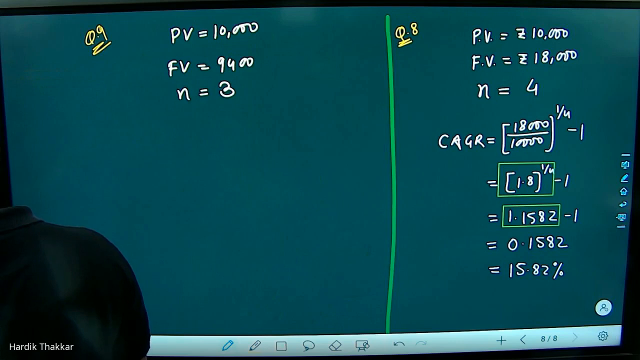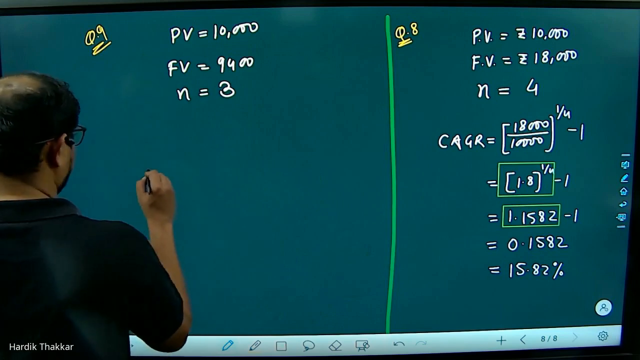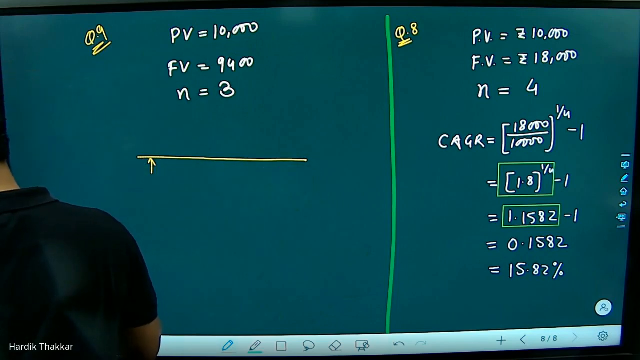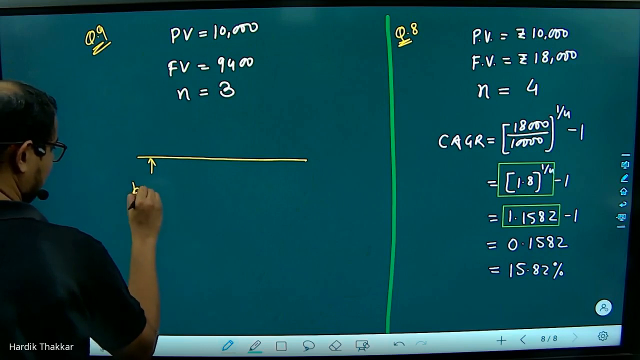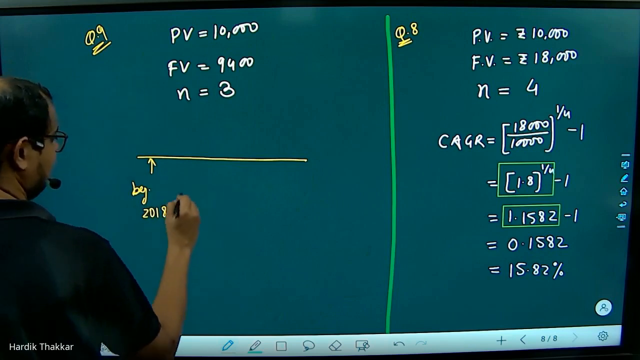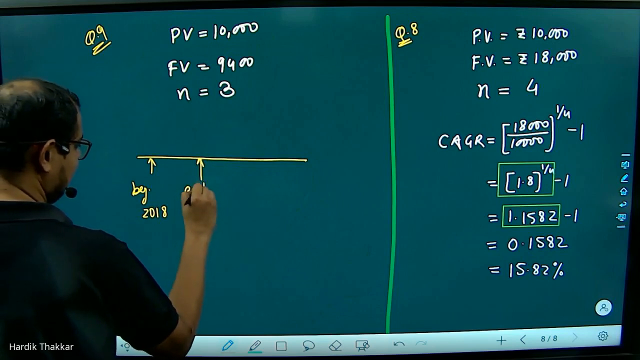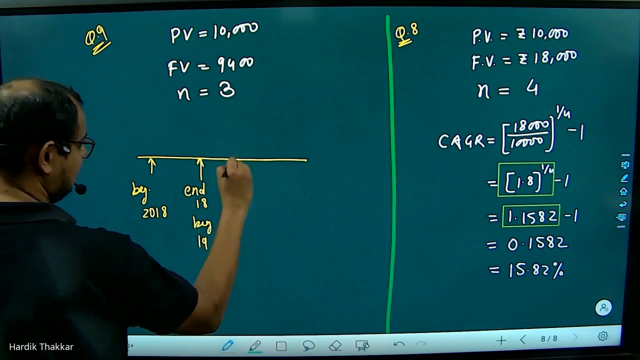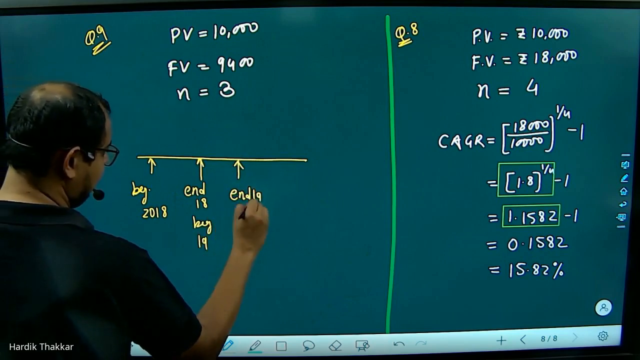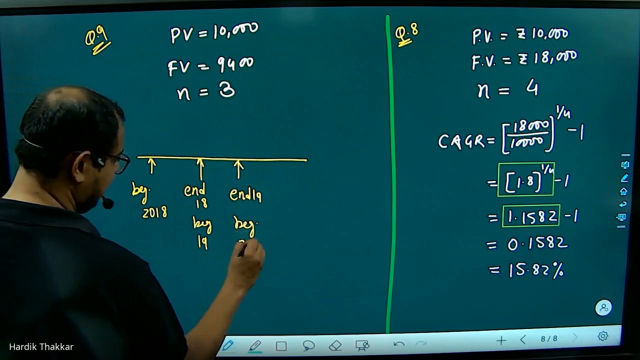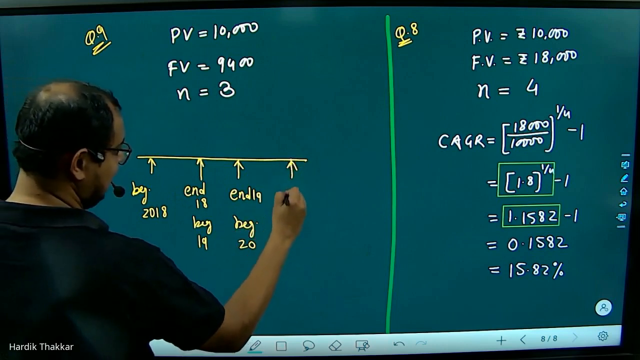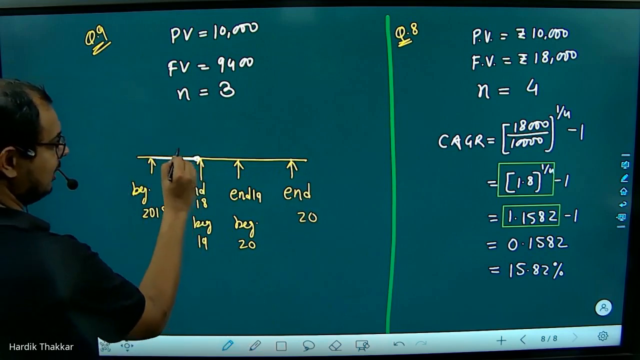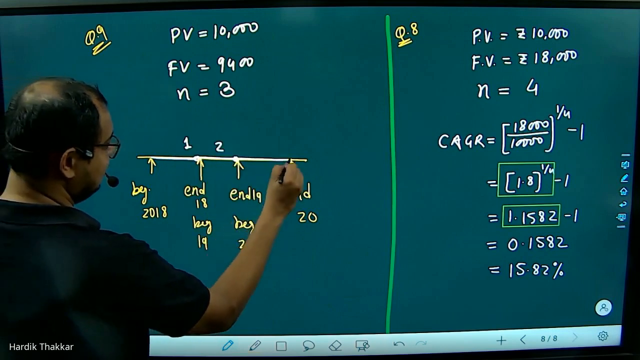Okay, in question number 7, look. So question number 7, we are starting with which year? Beginning of 2018. Okay, now this is end of 18, or we can say beginning of 19. Now this is end of 19, or we consider it as beginning of 20, correct? Now the next is end of 20. Okay, so how much year? This span is our 1 year, this is 2 year, and this is our 3 year, correct?